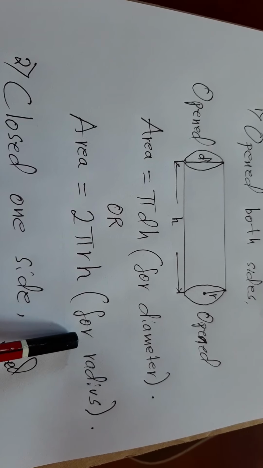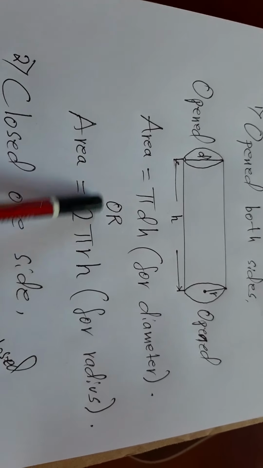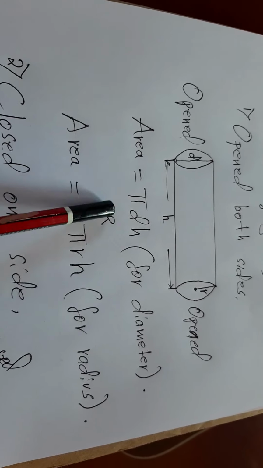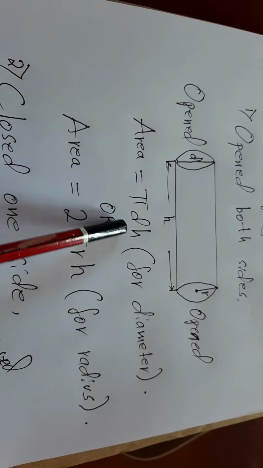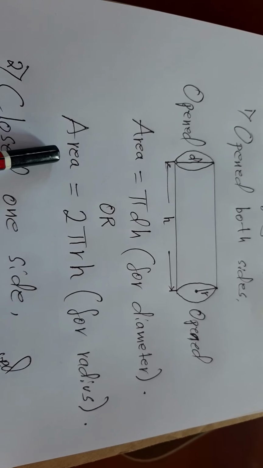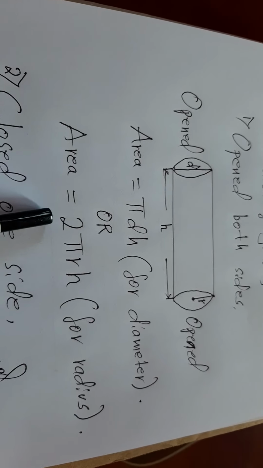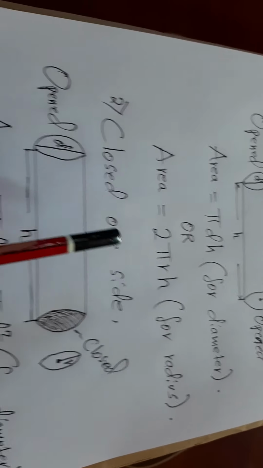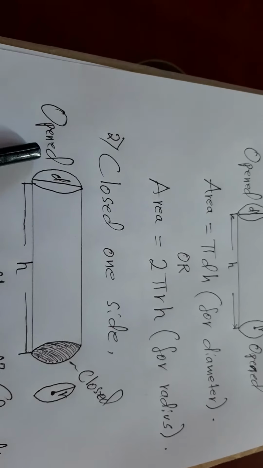I think that you understood that. This is the area for a cylinder open on both sides. For the case of diameter, pi d h. But for the case of radius, 2 pi r h. Thank you. That's the first formula about a cylinder.